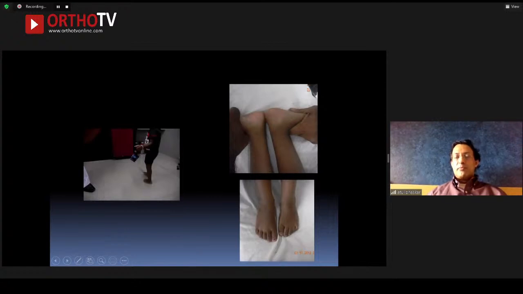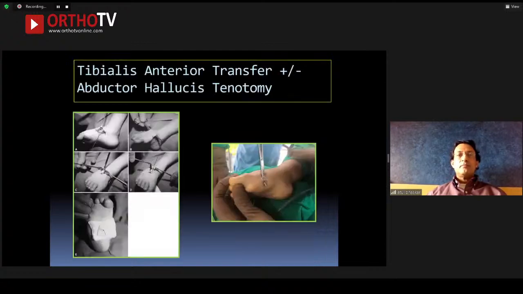So first try and improve the bracing angle, try and get the foot into more abduction, and try and correct it by using more splinting. Some of these persist despite your splinting and despite compliance with dressing, and those are the ones where I would go ahead and do an abductor hallucis tenotomy. And in some cases, if they're 3+ or more, I would also do a complete tib ant transfer. So these are really cases where they have dynamic supination, and we have a video on that.